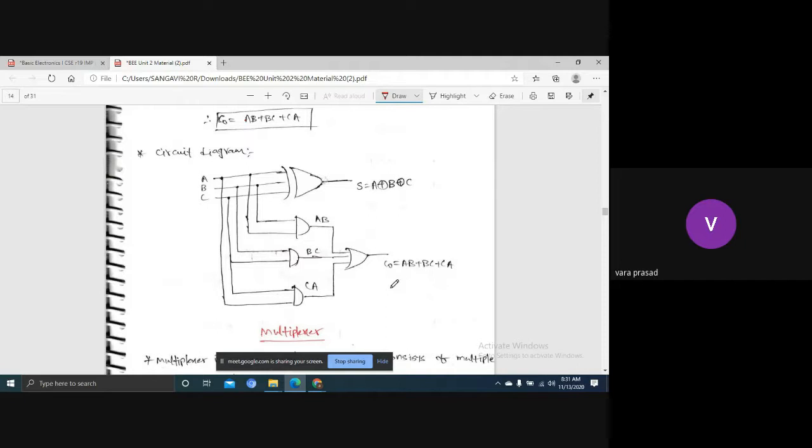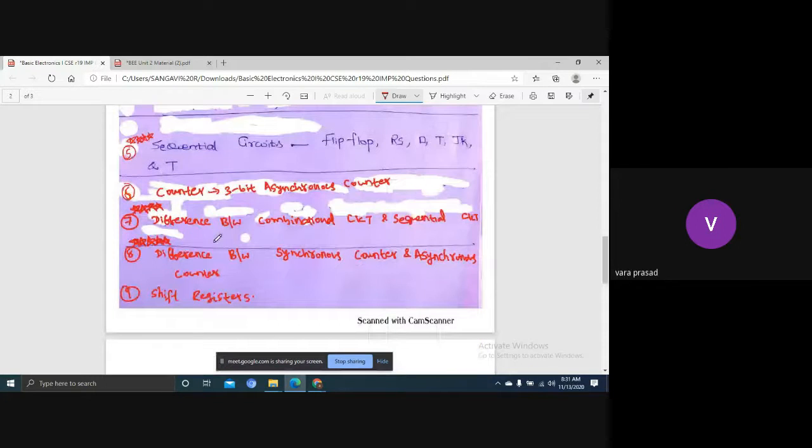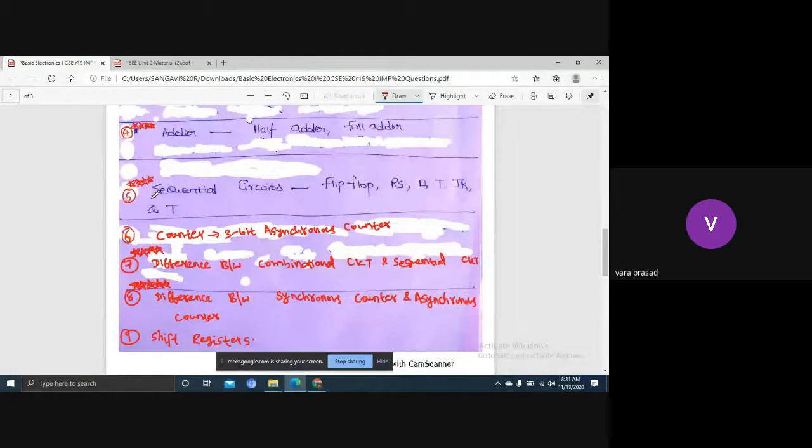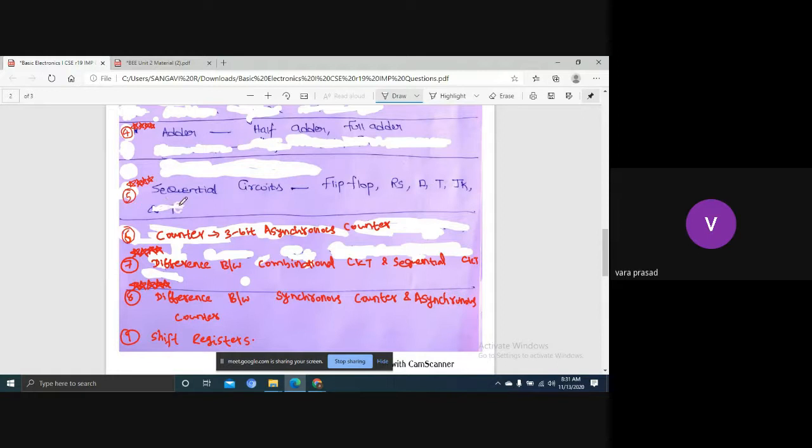Okay, third question. Next one. Important question, first I will discuss sequential circuits. In the sequential circuit, they can ask flip flops now. Okay, RS, JK, D flip flop, and T flip flop. Okay, we'll discuss now.